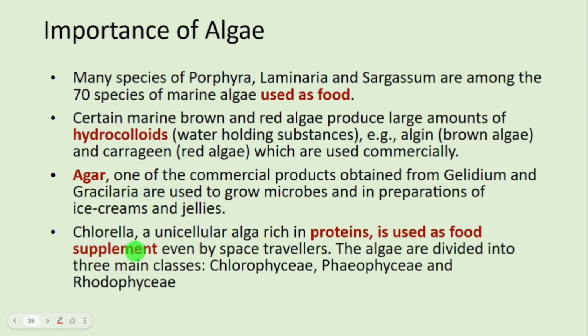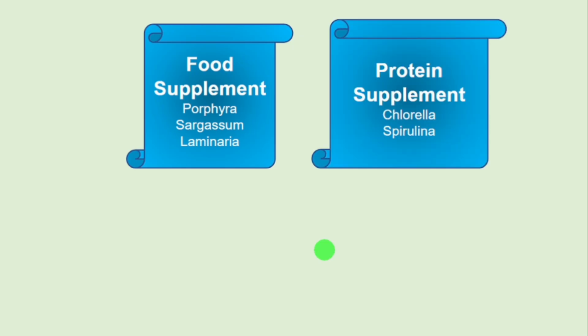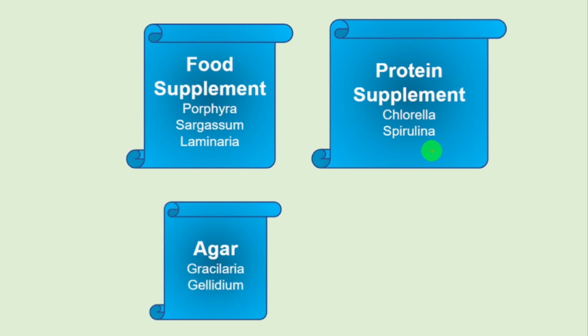Then Chlorella, this is unicellular algae. This is rich in protein, so it is used as supplement, even by space travelers. So to summarize the slide, food supplements are Sargassum and Laminaria. Protein supplement, Chlorella. Spirulina is also used as protein supplement. This is an additional example which I have added here. This example is not given in NCERT textbook.